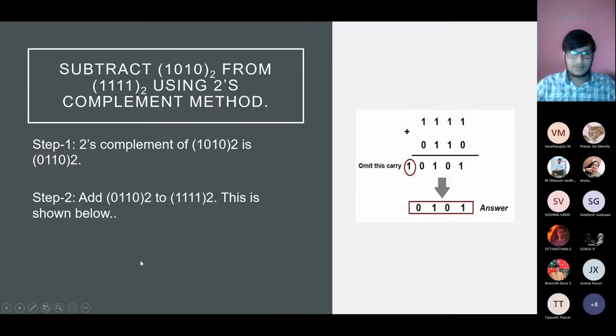So for example, we have to subtract 1010 base 2 from 1111 base 2 using the 2's complement method. The smaller number among these two is 1010. We find the 2's complement of that number, and it will be 0110. Then we add both the numbers. We get a carry of 1 at the end, so we omit that and we get the answer as 0101.